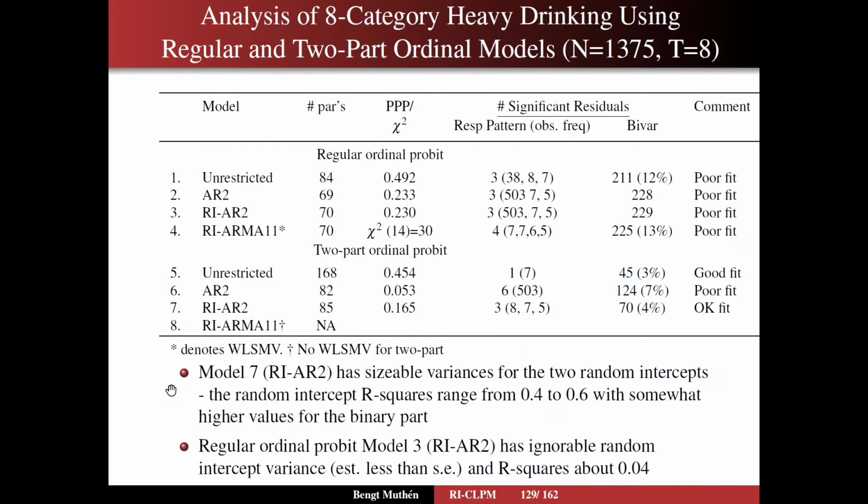And once again, model 7, the two-part ordinal RIAR2, has sizable variances for the two random intercepts, with R-squares ranging from 0.4 to 0.6, with a little bit higher values for the binary part than the ordinal part. And like for alcohol risk, the regular ordinal probit model has ignorable random intercept variance and ignorable R-squares.